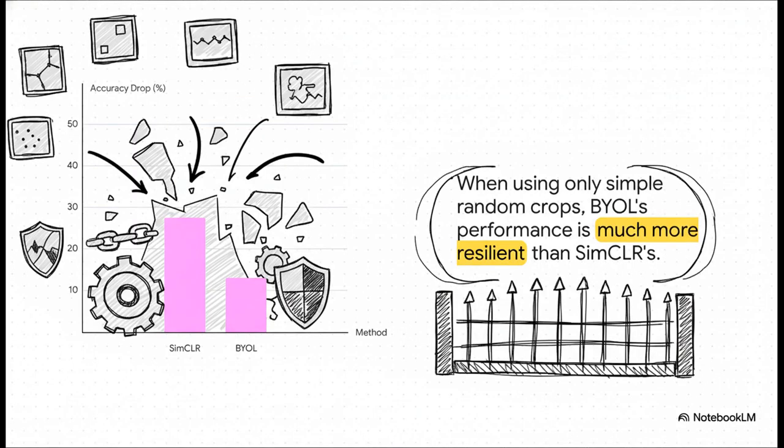It's also way more robust. A method like SimCLR is super sensitive to the kinds of image tweaks you use. If you simplify the task to just cropping images randomly, SimCLR's performance completely tanks, losing over 27 percentage points. BYOL takes a hit, sure, but it's far more resilient. The drop in performance is less than half of that.